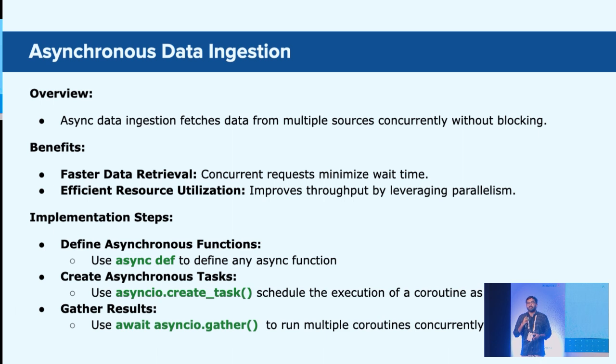You have faster data retrieval, and you have efficient resource utilization. So your CPU or GPUs don't sit idle while every task is being fetched. So how do you implement them? You define the asynchronous functions using async def. You create asynchronous tasks for each of them, and then you gather the results. So asyncio.gather can help you run multiple coroutines concurrently. We use the asyncio.gather function. We'll see in the code later for better understanding.